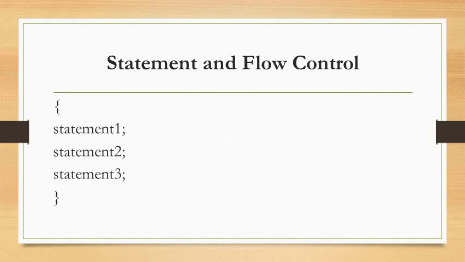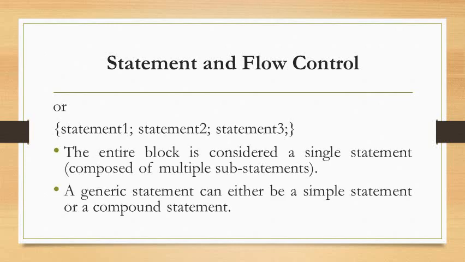Apart from this, we may have something like begin, statement 1, statement 2, statement 3, each of them separated with a semicolon for the end of line, all within the begin and end, that's the curly brackets. The entire block is considered a single statement, composed of multiple sub-statements, as we can see. We have a generic statement that can either be a simple statement or a compound.